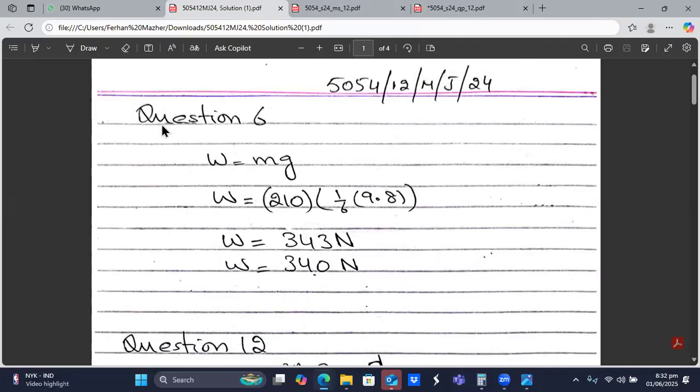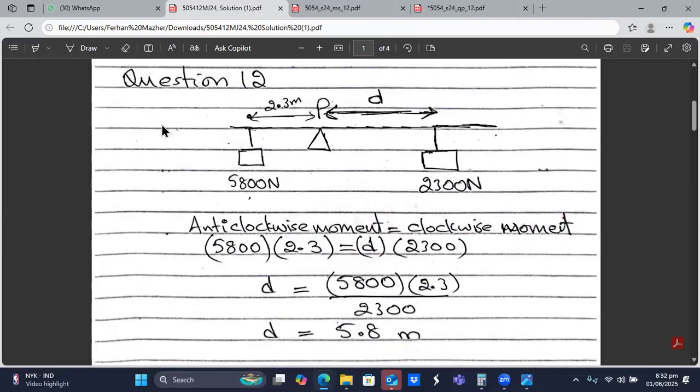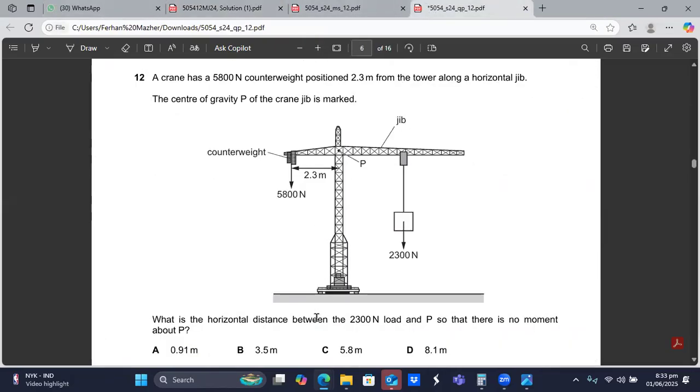Let me show you the moment arm for the 5,800 Newton. We know that that is 2.3 meter. The moment arm for the 2,300 Newton is the question. So anti-clockwise moment is equal to the clockwise moment according to the principle of moments. And 5,800 multiplied by 2.3 is equal to D multiplied by 2,300. So D will be equal to 5,800 multiplied by 2.3 divided by 2,300. And that will be 5.8, I think C is the choice, sir.